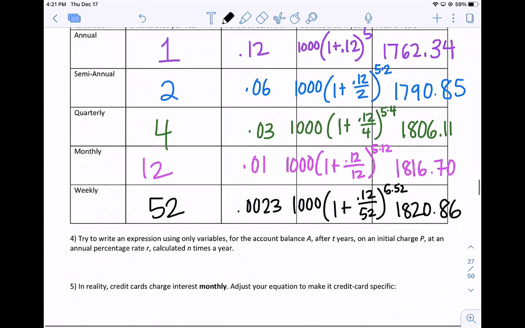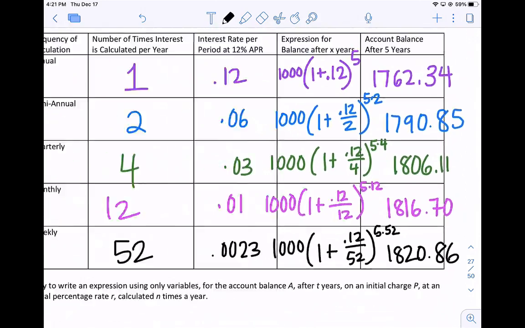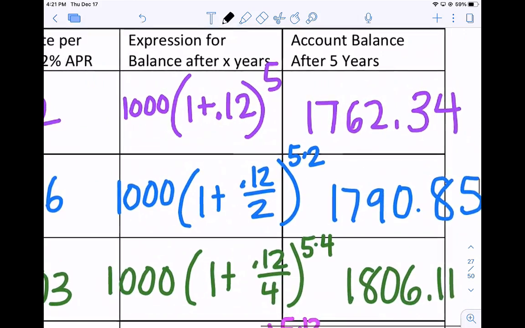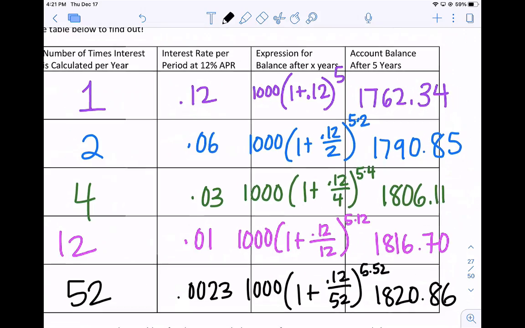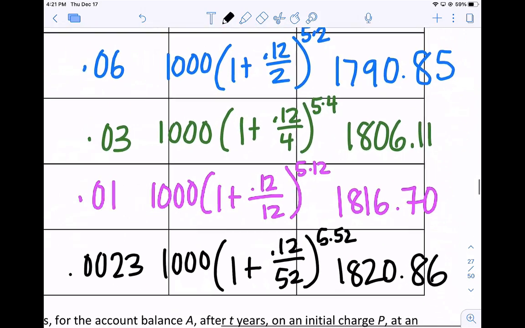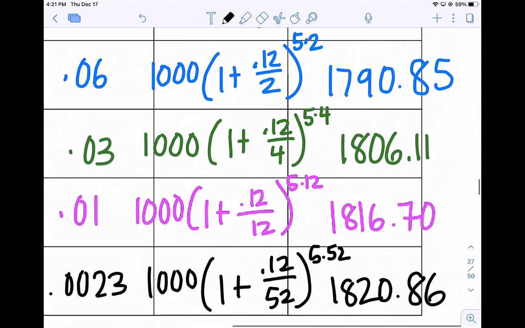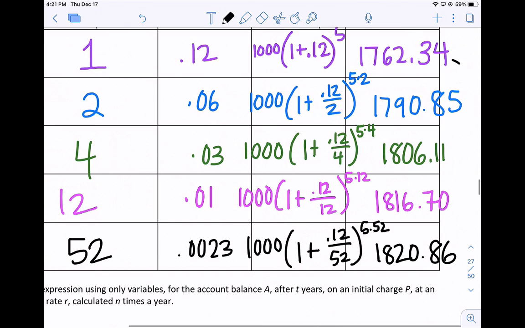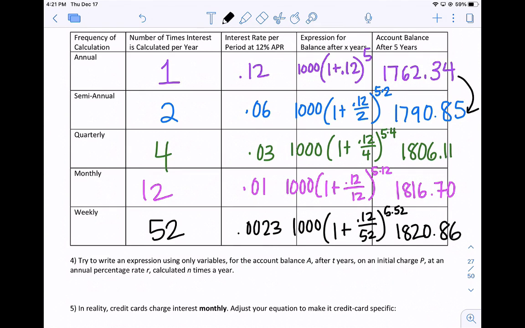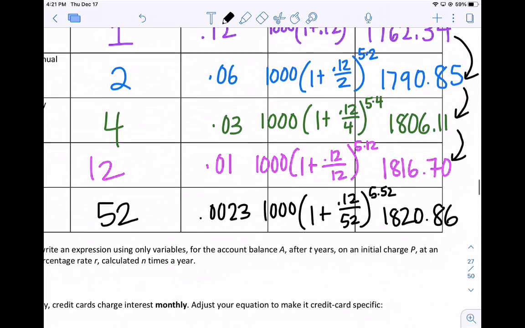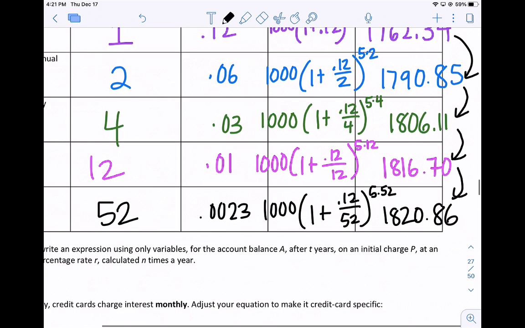So we can see that the more that they compound it per year, the more interest we're going to pay. When it was one time a year, we just paid $762.34, and then it increased. But if you notice, it starts to increase by smaller and smaller amounts. There's a much bigger increase from annually to semi-annually, and then it starts getting smaller. So we have a $10 increase here. Here we only have a $4 increase.